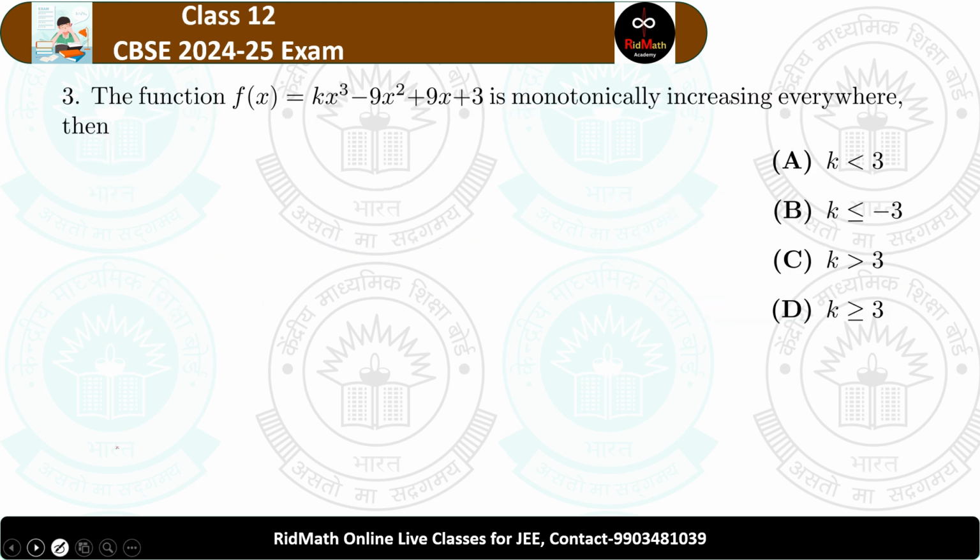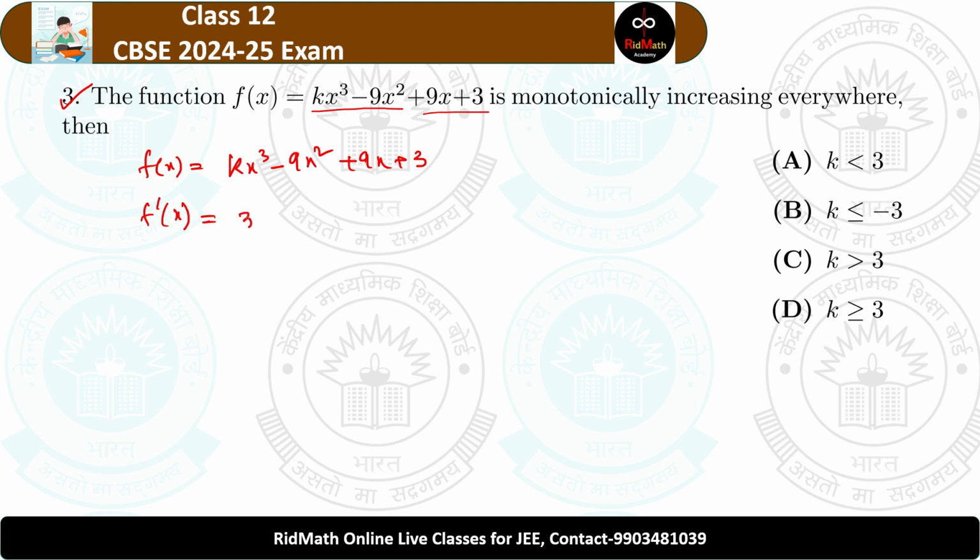Next problem. Question number 3. The function f(x) equal to kx cube minus 9x square plus 9x plus 3 is monotonically increasing everywhere, then k is what? So this is f(x) equal to kx cube minus 9x square plus 9x plus 3. Okay, let us find f dash x. So f dash x is 3kx square minus 18x plus 9.